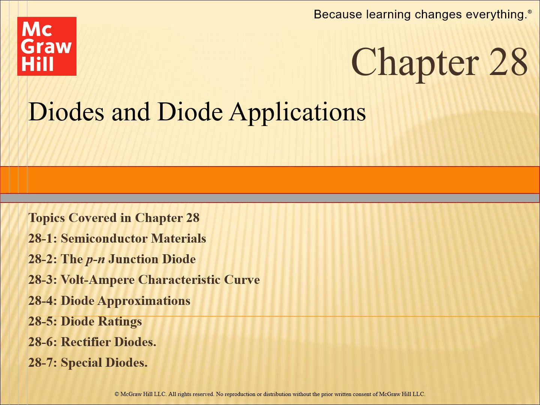In this lecture, we will discuss diodes and diode applications. A basic semiconductor device is the diode, which allows current to flow in only one direction. Diodes are commonly used for converting AC voltage to DC voltage and are called rectifier diodes in this application.